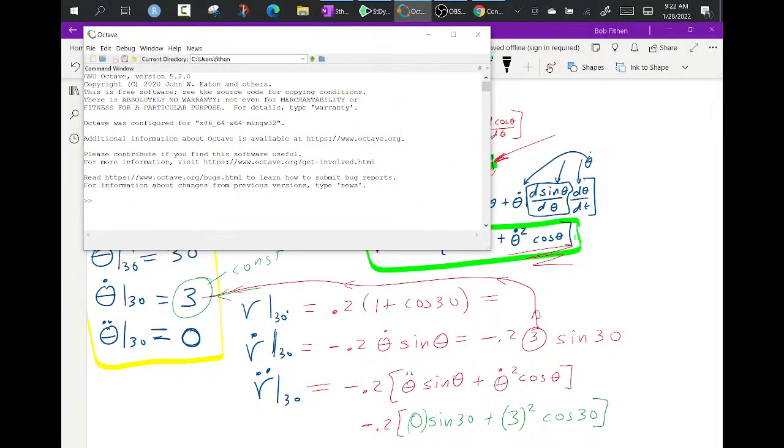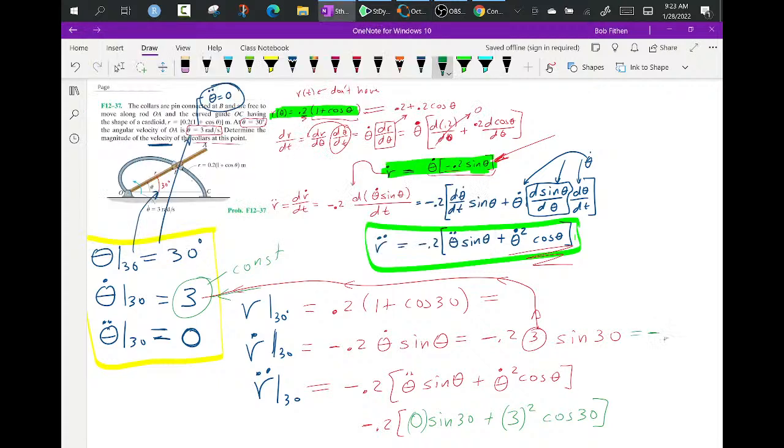So, give me a second, and I'll just put that in there. Okay. Minus 0.2 times 3 times the sine in degrees of 30 degrees. That's kind of interesting. Equals minus 0.3. So there's that one. Oh, I put it in the wrong spot. Sorry about that. Minus 0.3. Here, I'll even complete that out.